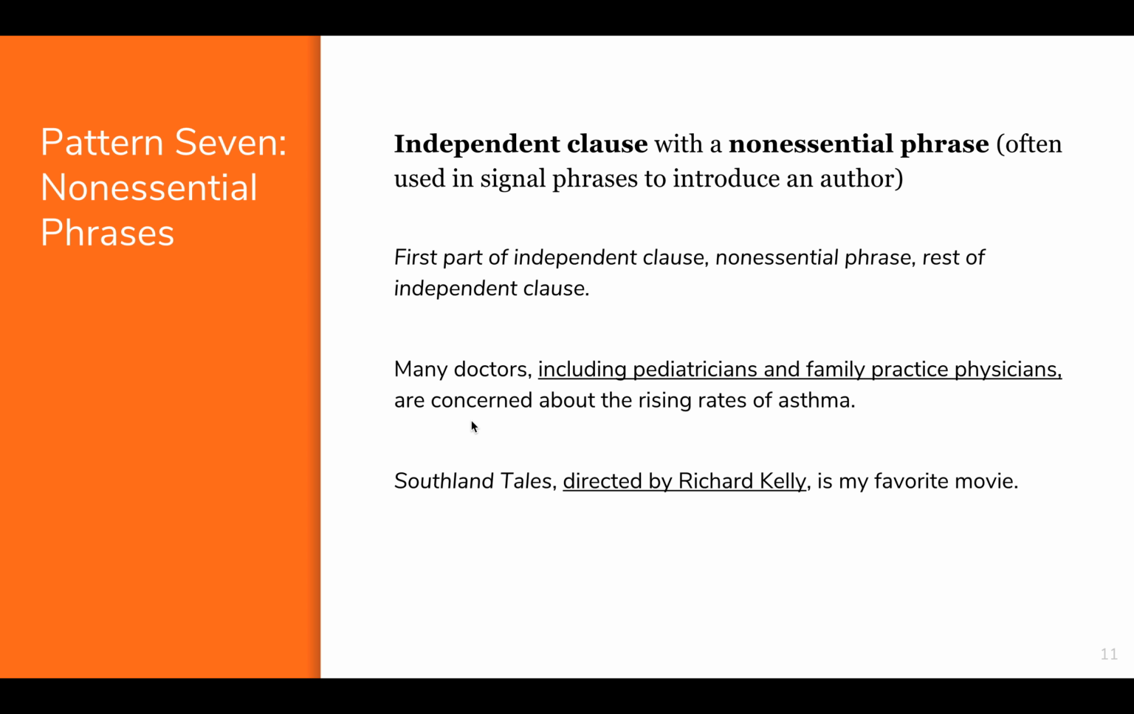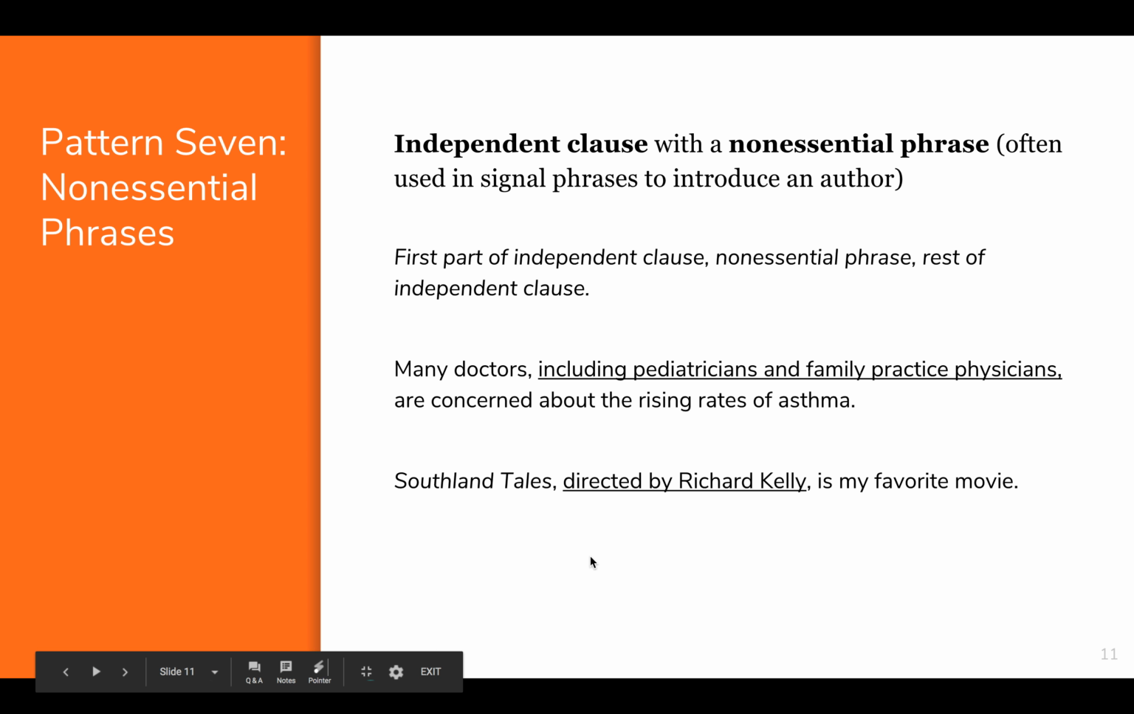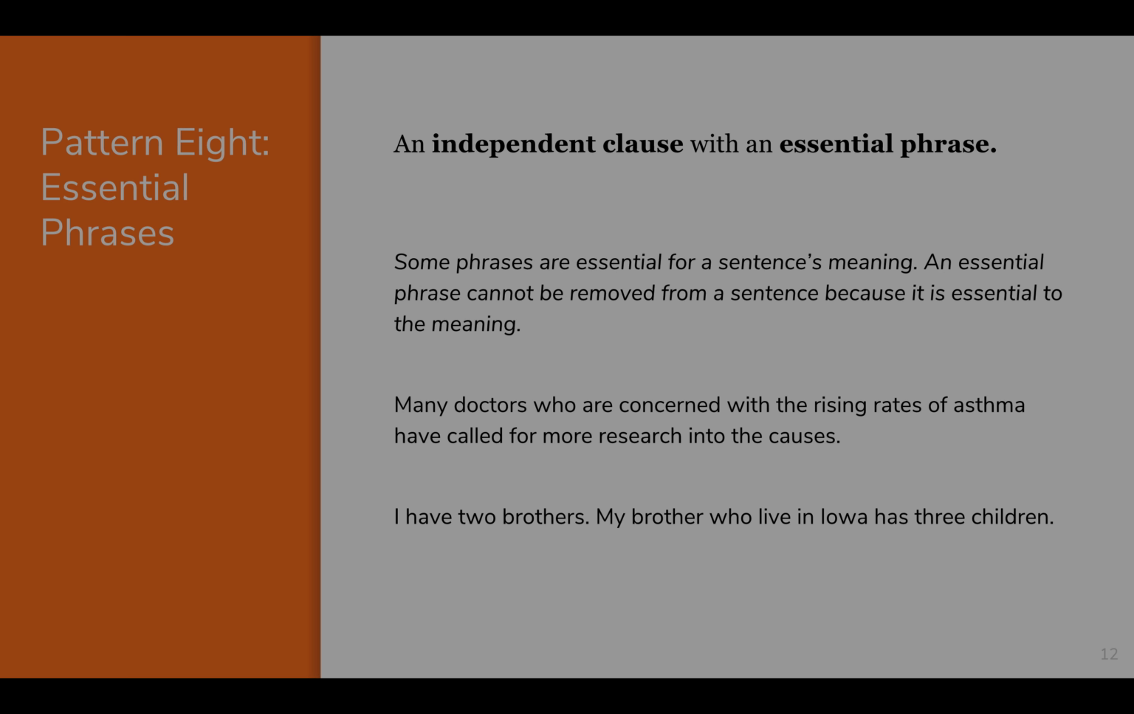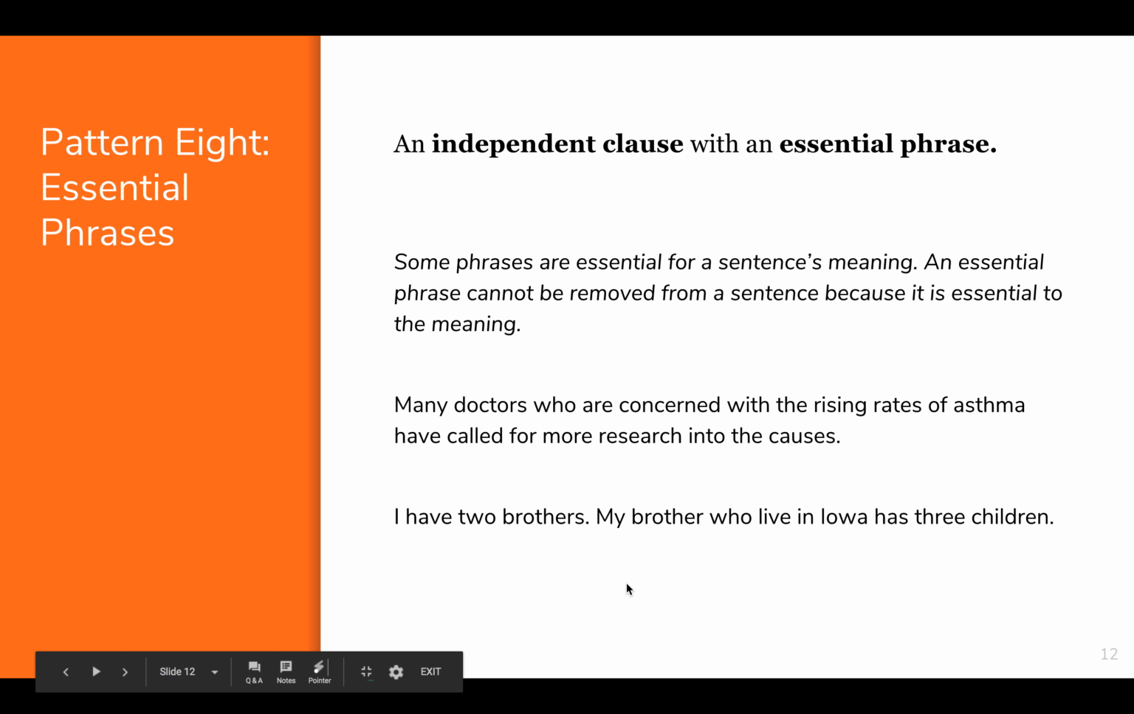For instance, many doctors, including pediatricians and family practice physicians, are concerned about the rising rates of asthma. This is non-essential information. You could take out this phrase and the sentence would still make sense. Many doctors are concerned about the rising rates of asthma. So when you want to put in non-essential information, set it off with commas in the middle of the sentence. Or for instance, Southland Tales, directed by Richard Kelly, is my favorite movie. Like I said, when introducing authors, you can often use this type of sentence pattern to introduce your authors in a non-essential phrase.